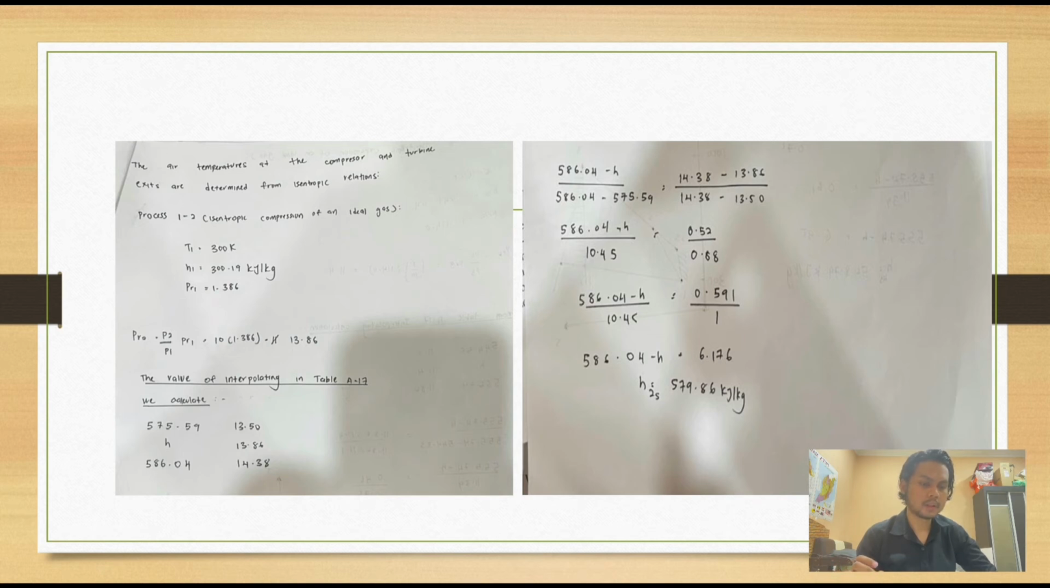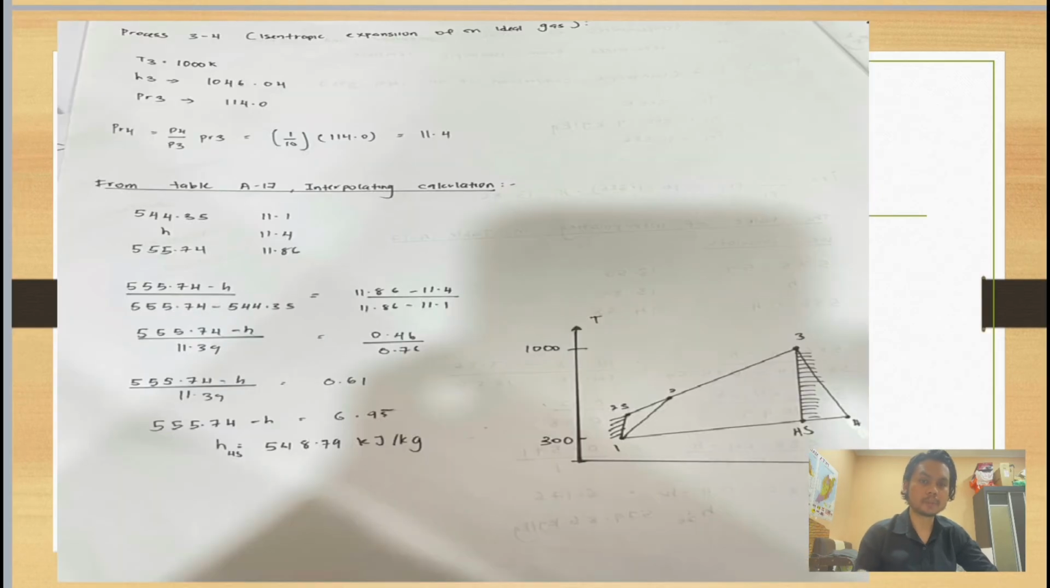From the new information, we must find H2. So how do we find H2? We use the value 13.86 to get H2. We also use the same Table A17, but we use interpolation, comparing values to get H2. Using just simple mathematical calculation, we get 579.86 kilojoule. So the next is process 3 to 4.